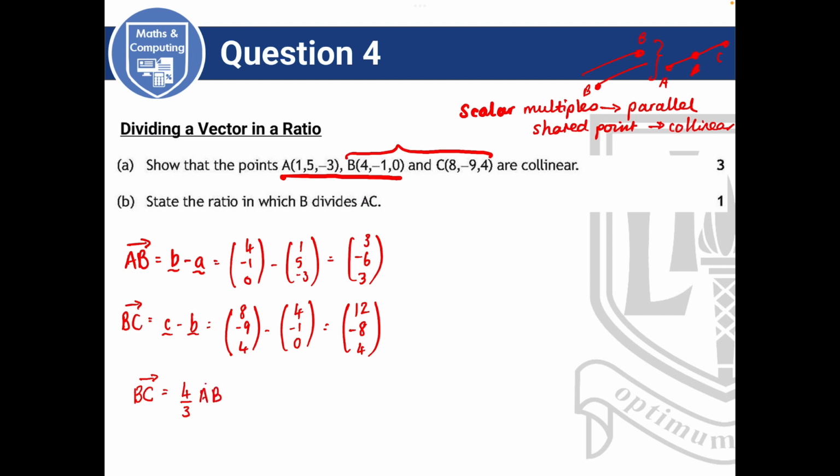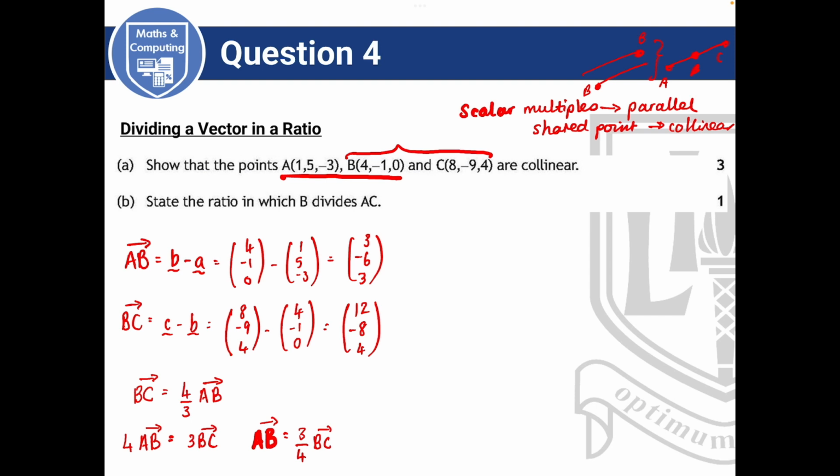Now, there are lots of different ways that you could explain that. You could also say that 4 times AB is equal to 3BC, or you could say that AB is equal to 3/4 of BC. Okay, so there's a couple of different ways that you could describe it.